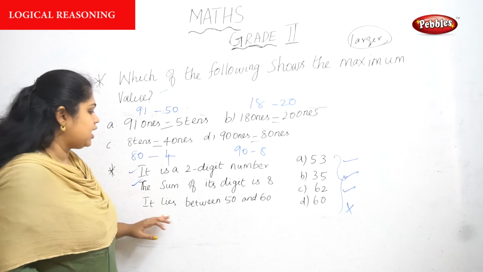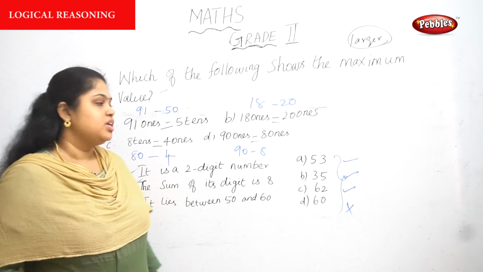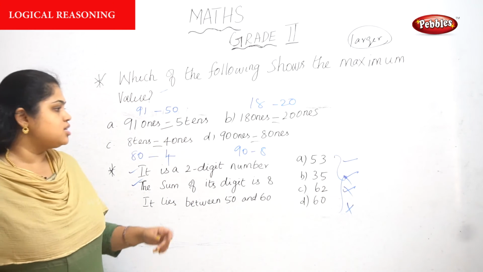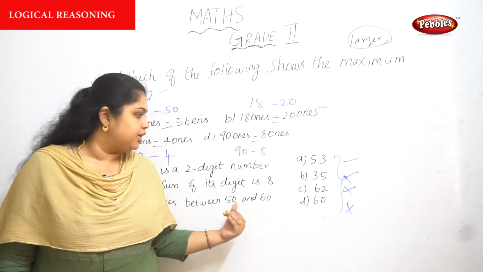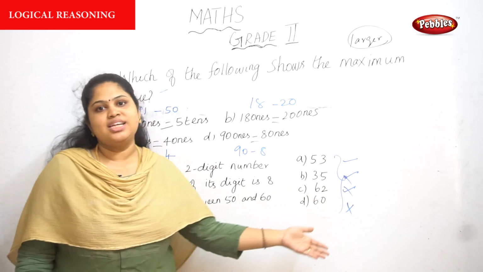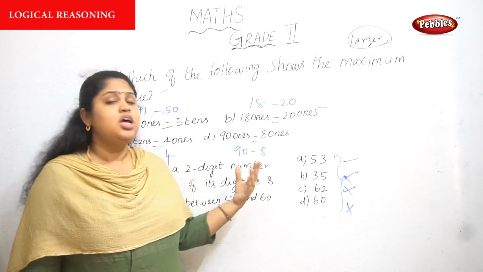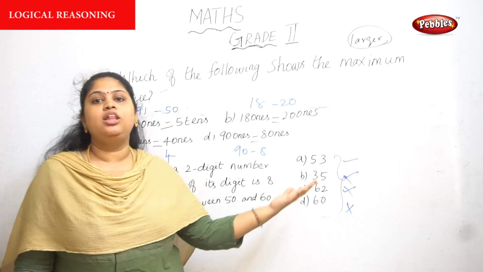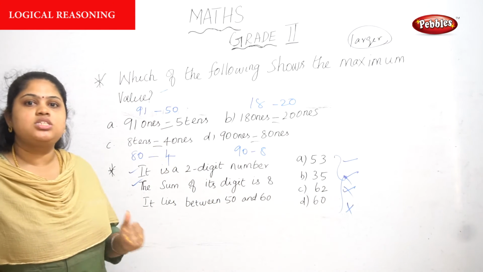What's the third clue? It lies between 50 and 60. So only 53 will be the correct option, isn't it? Because 35 is lesser than 50, and 62 is beyond 60. What is the question? The question is the number between 50 and 60. So only 53 satisfies the 3 conditions.